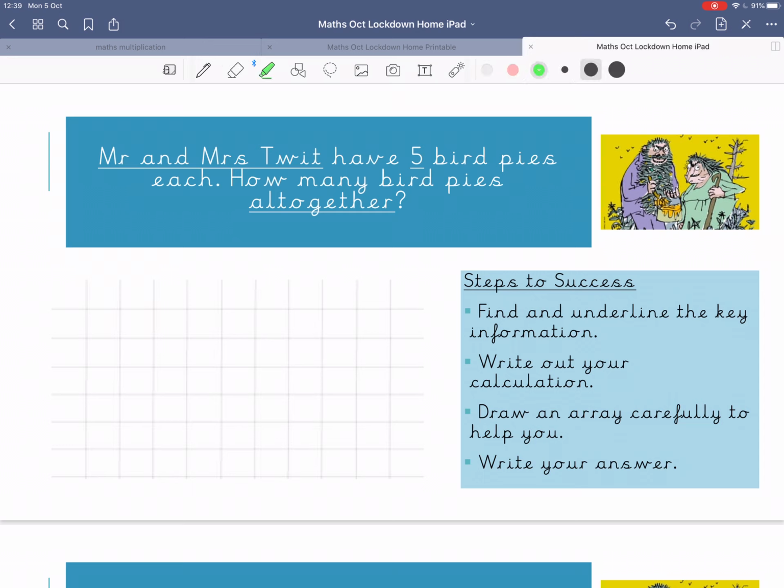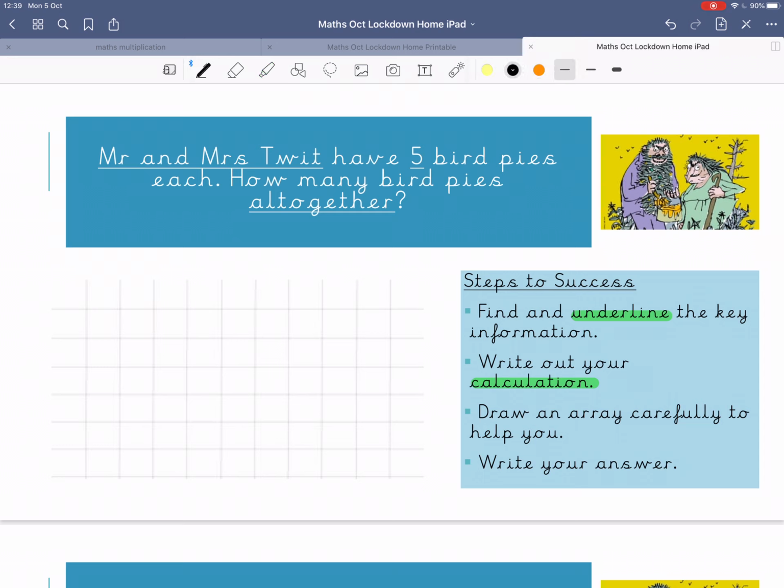So we know Mr. and Mrs. Twit, that's pretty important, there's 2 of them. They've got 5 bird pies each. And we want to know how many bird pies altogether, okay? But all that information's already underlined for us. So first of all, we need to write out our calculation, okay? So have a little look again over here, underline the key information.